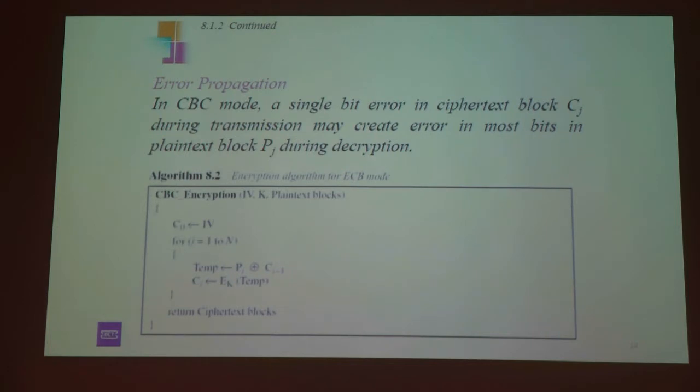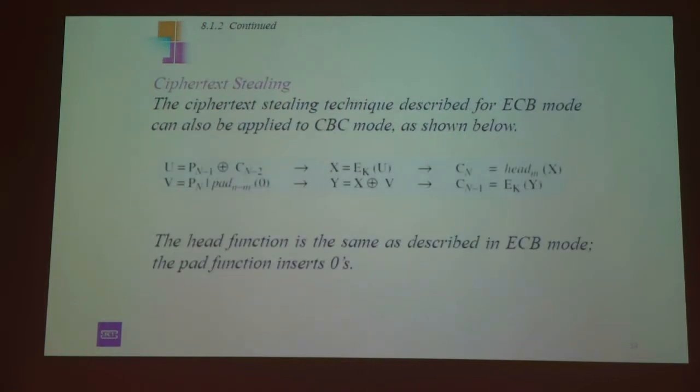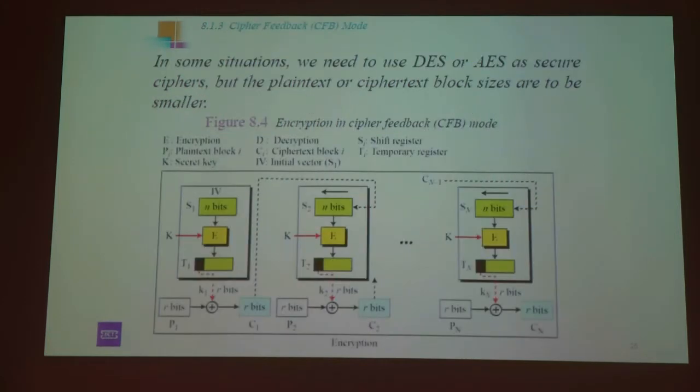How about error propagation? In CBC mode, a single bit error in the ciphertext block C_j during the transmission may create errors in most bits in the plaintext block P_j during decryption. The same thing: we don't have to do padding. We do bit stealing whenever we need to beef up the last block. Then we come to the third mode, which is CFB, or cipher feedback mode.